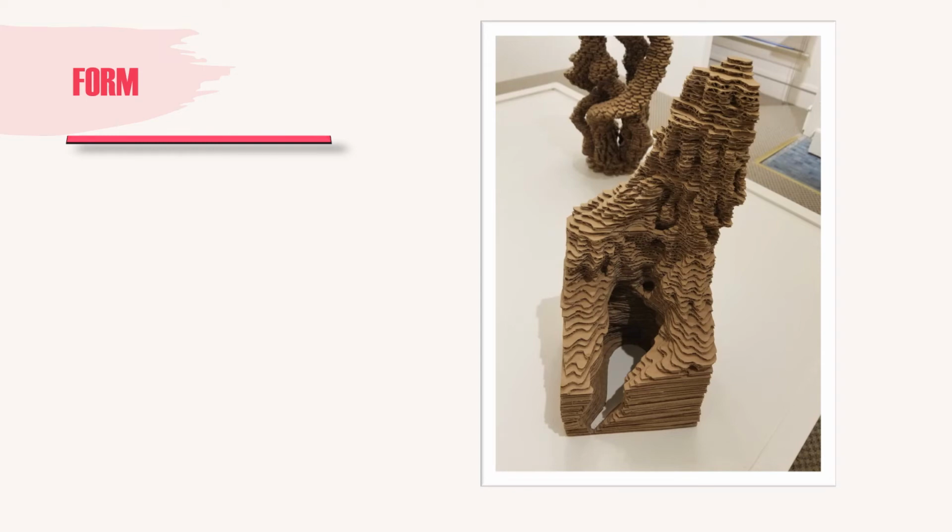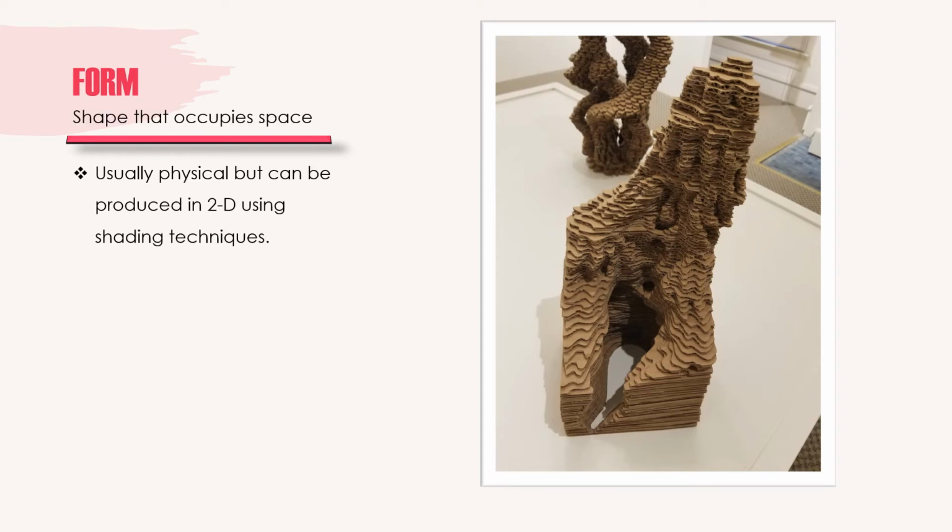Form is all about shape that occupies an area. It's easier to spot with sculptures or 3D artwork, but can be implemented in 2D artwork with a little help from the other elements. Shading and value, which we'll talk about next, can bring a flat drawing to life.